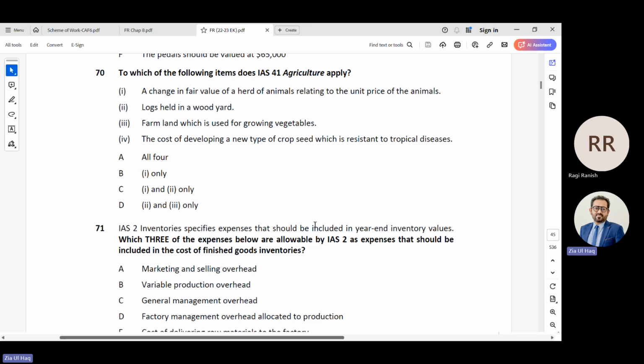Number one, a change in fair value of a herd of animals relating to the unit price of the animals. Yes, applies. Logs held in a wood yard. Logs mean wood. Doesn't apply. Farm land which is used for growing vegetables, land is not part of agriculture. The cost of developing a new type of crop seed which is resistant to tropical diseases, that is development cost, intangible asset. So option D.